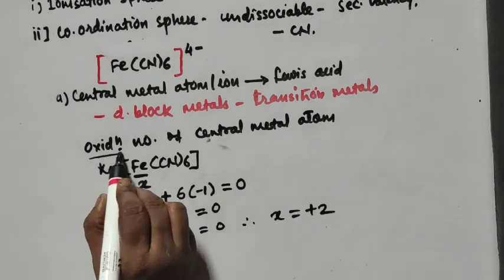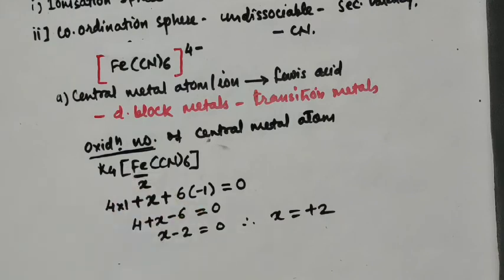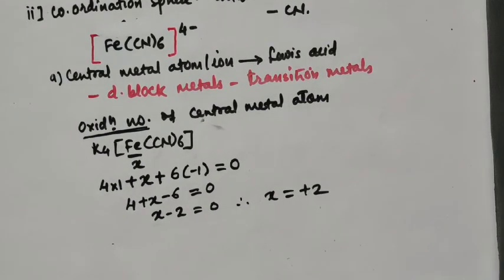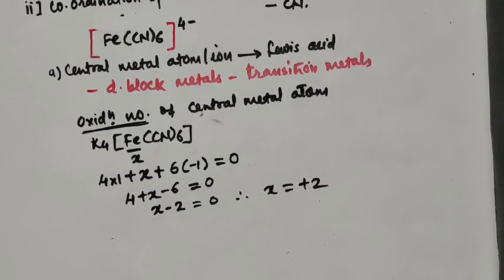So oxidation number is also important. In nomenclature you are supposed to write the oxidation number in front of your central metal atom, and you are supposed to enclose it in parentheses. That we'll see at the time of nomenclature. But to find out the oxidation number, you are supposed to see whether it is an ion or a neutral molecule, and accordingly you find out the oxidation number.